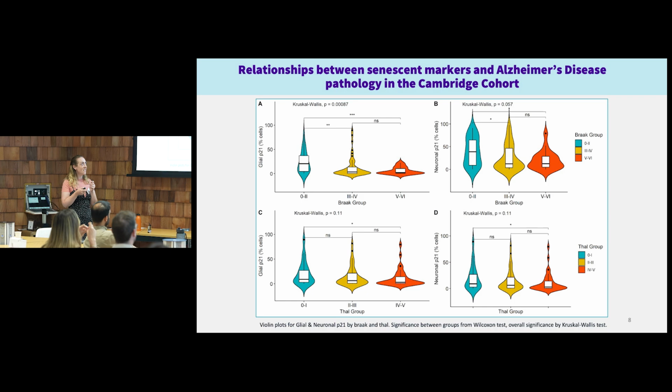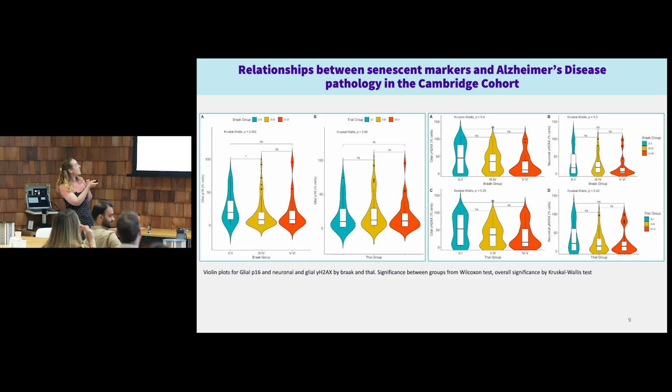We didn't find any other statistically significant relationships between P21 and the Thal staging, or between P16 and gamma H2AX and Braak and Thal staging. So what we can say from this is that it does not appear, in this initial Cambridge cohort at least, that senescence is increasing with increasing burden of Alzheimer's type pathology.